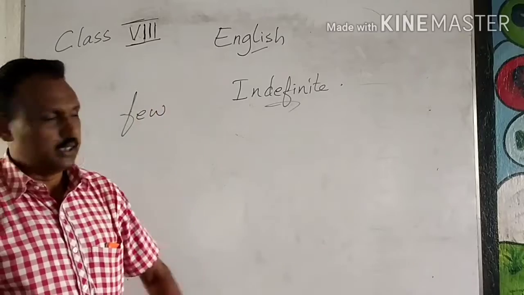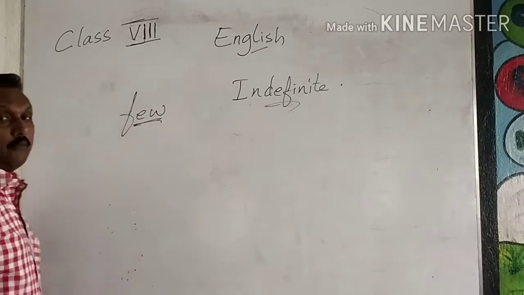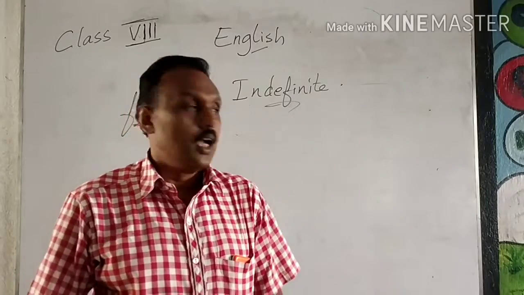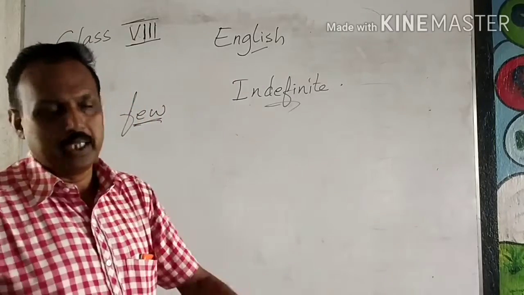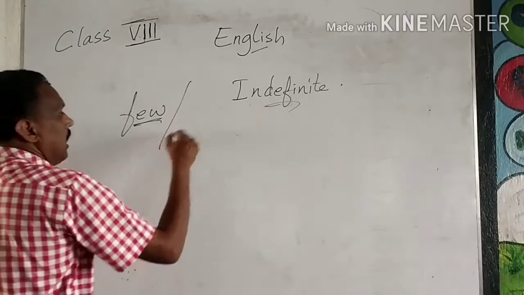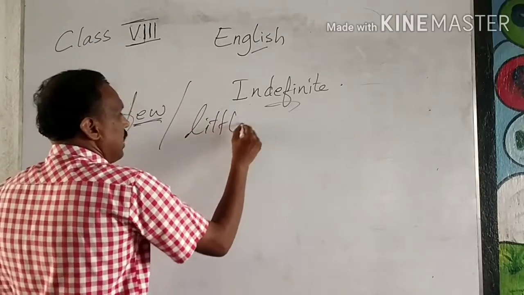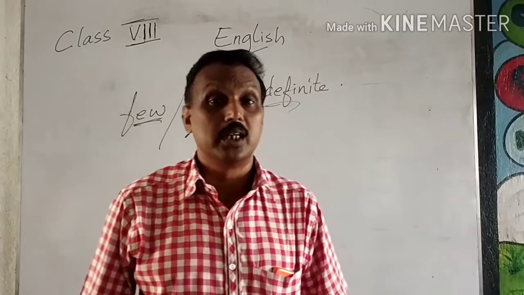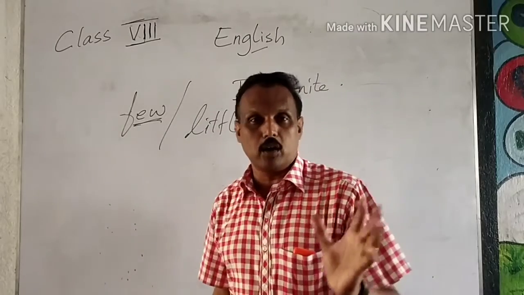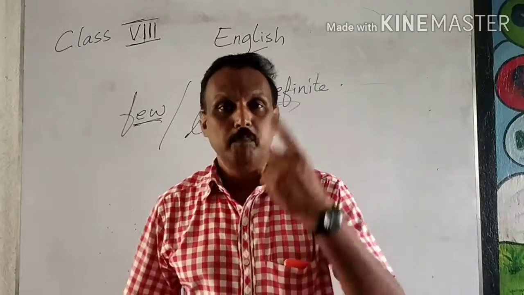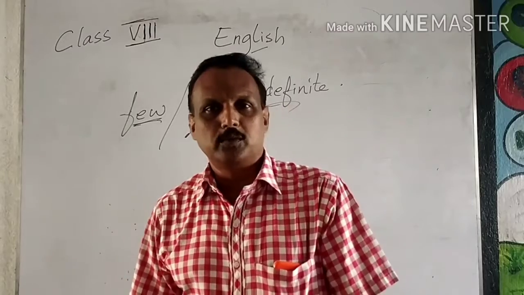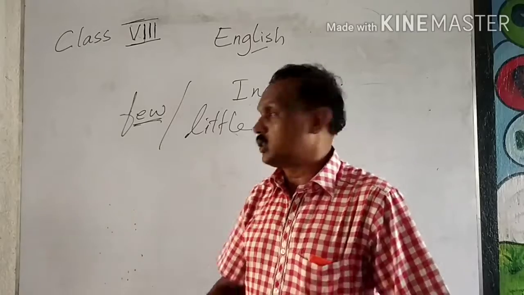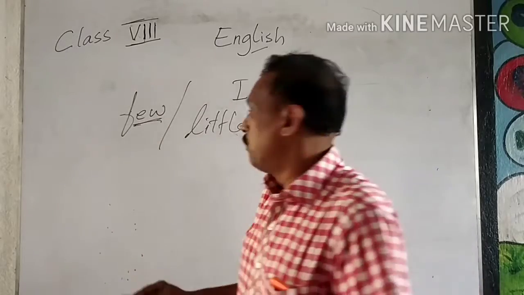I have few marbles. Here, "few" means we don't know whether you have 2 marbles or 20 marbles or more than that. Or you are just saying, I have some marbles with me. So it is also an indefinite pronoun. Then we have "little." I want a little rice. I want a little sugar. Again, "little" means we are not sure whether you want half a kilo of sugar, one kilo, one tablespoon, or one cup of sugar. You don't know. So here also it is indefinite, so we call it an indefinite pronoun.